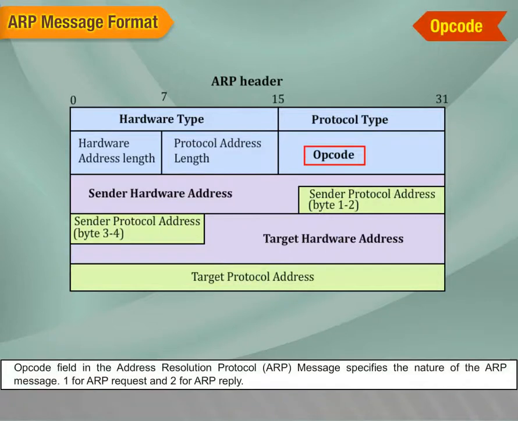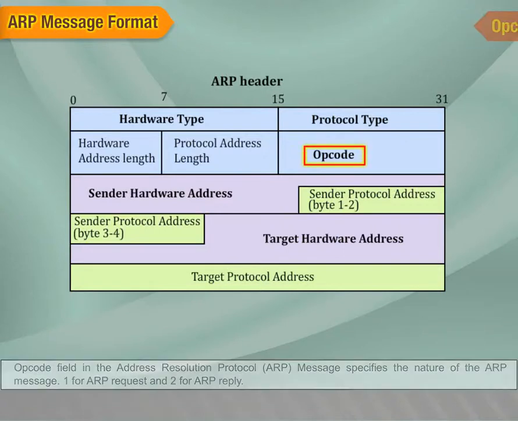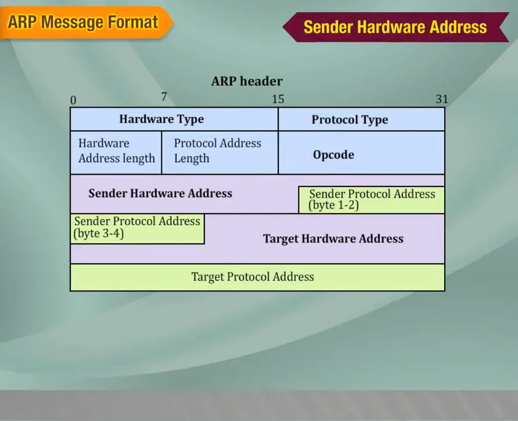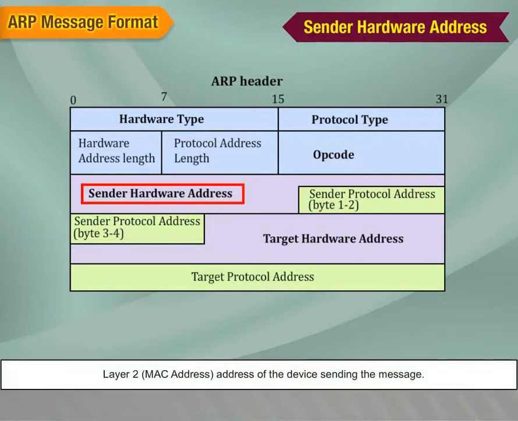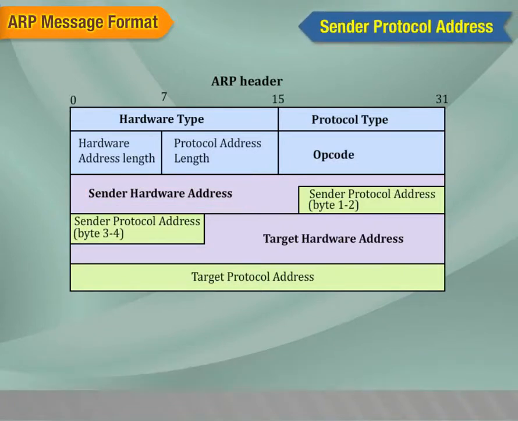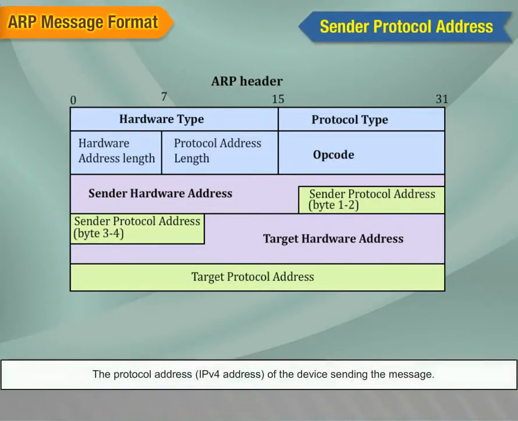Opcode. Opcode field in the Address Resolution Protocol ARP message specifies the nature of the ARP message. 1 for ARP request and 2 for ARP reply. Sender hardware address. Layer 2, that is MAC address, of the device sending the message. Sender protocol address. The protocol address, that is IPv4 address, of the device sending the message.